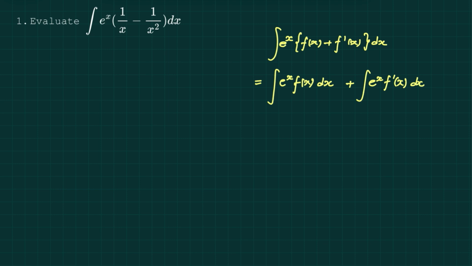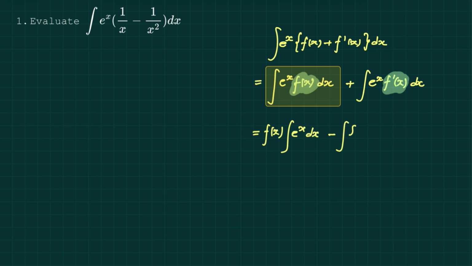Here one thing we have to note is that this f dash of x is the derivative of this function f of x. Now let us use integration by parts in this particular first term. So evaluating this first term using integration by parts, we will have first function into integration of second, minus integration of d/dx of first function into integration of second dx, plus integration of e to the power x f dash of x dx.